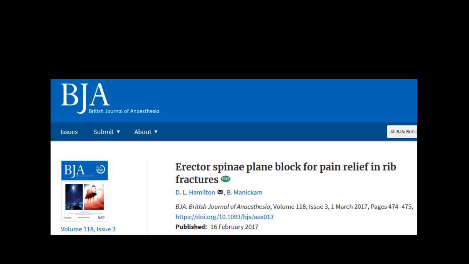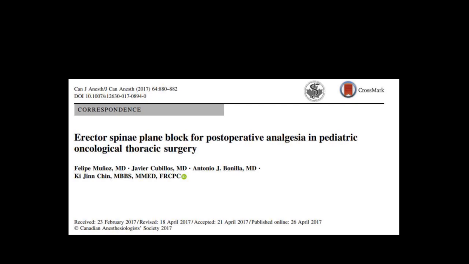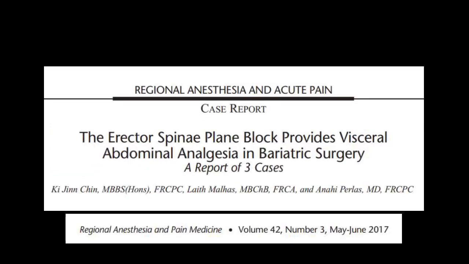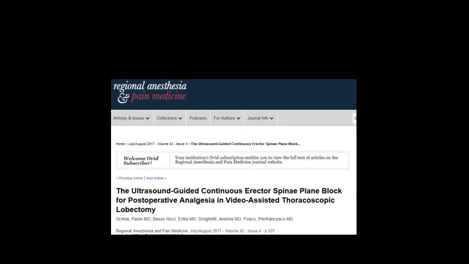Hamilton and others used it for rib fractures. For postoperative analgesia in pediatric oncological thoracic surgery. Again Forero and others for analgesia in thoracotomy after epidural failure. Then for visceral abdominal analgesia in bariatric surgery. Then for video-assisted thoracoscopic lobectomy.